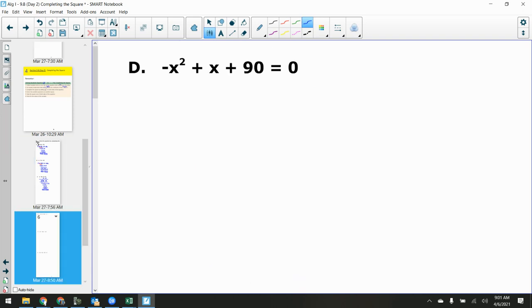Okay. Take a look at the next one. Negative x squared plus x plus 90. Same thing here, right? My constant is on the wrong side. So let's first start off by subtracting the 90. Get 90 to the other side. That's going to give me a negative x squared plus x is equal to negative 90. See, I'm going to leave my room just in case I can complete the square on the next step.